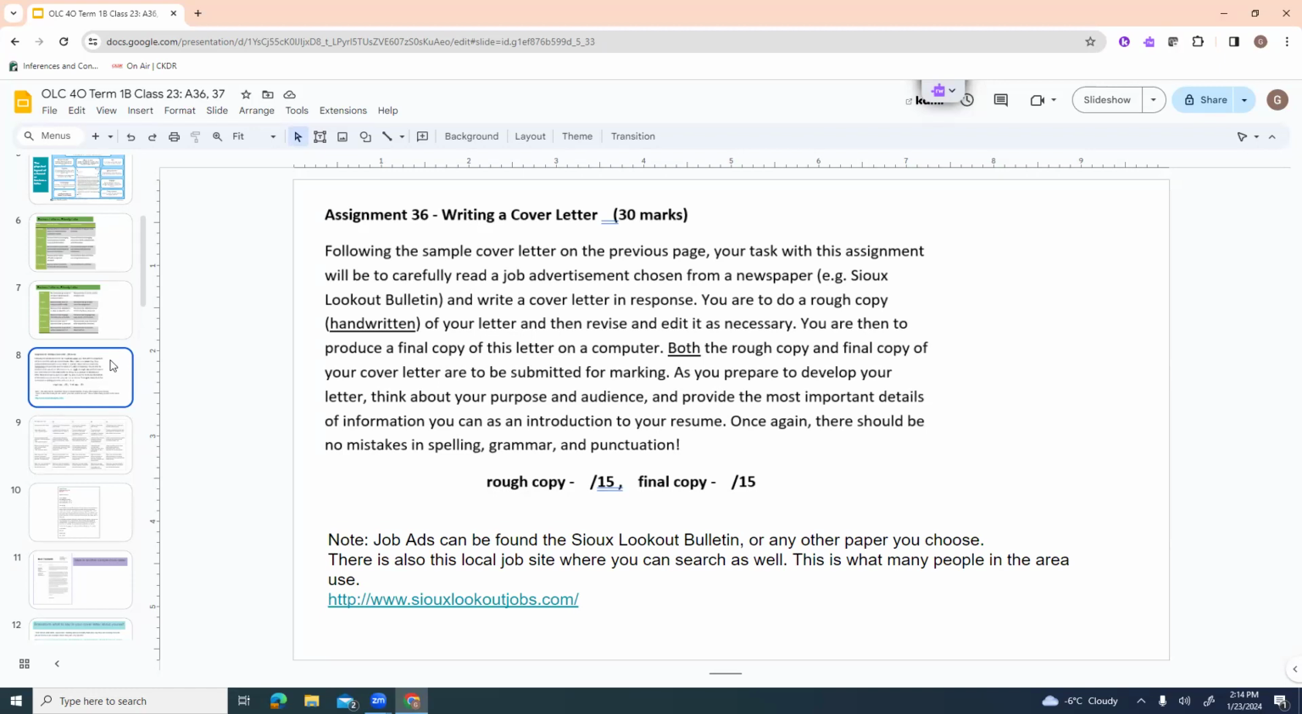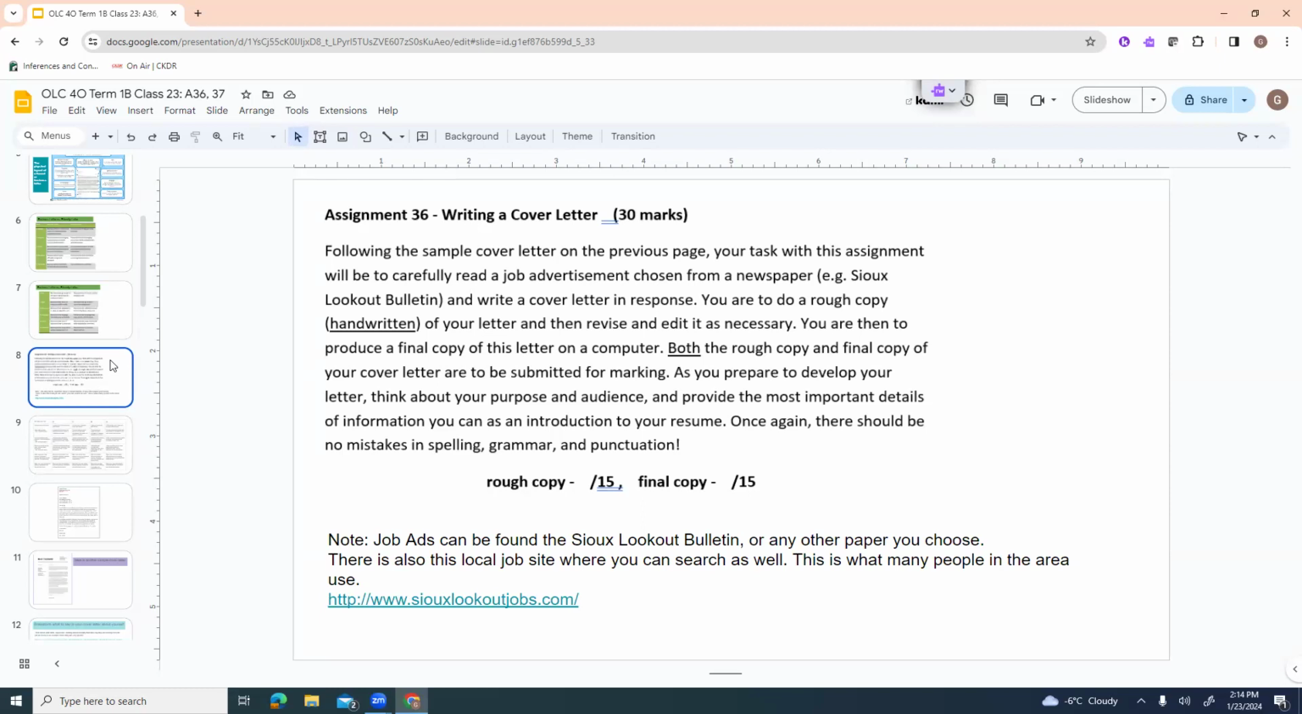As you prepare to develop your letter, think about your purpose, which is to get a job. Who is your audience? Maybe the boss, maybe it's the human resources manager, and provide the most important details of information you can as an introduction to your resume. Once again, you want to make sure there's no mistakes in spelling, grammar, and punctuation. So for this, the rough copy will be worth 15 marks, and the final copy will also be worth 15 marks.